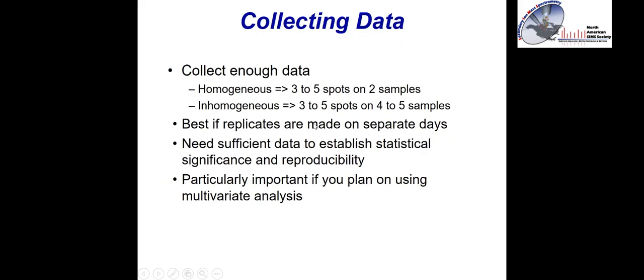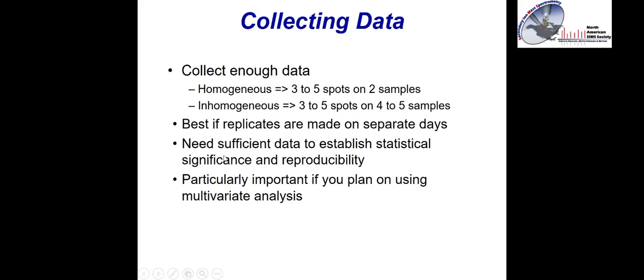We also have to think about how much data that we need. And this would depend partially on the type of study you're doing, but in general, if you have samples that are reproducible and homogeneous, we always recommend to take 3 to 5 spots across 2 samples. And if you have something that's less homogeneous, we recommend taking 3 to 5 spots across 4 to 5 samples. And it's best if your replicates that you make are made on separate days. And this is so that you can test both the repeatability and reproducibility of your sample surface.